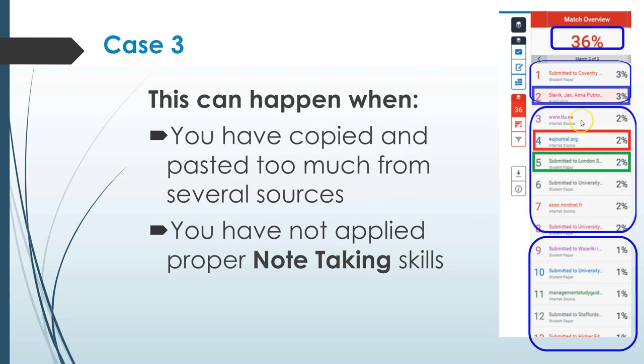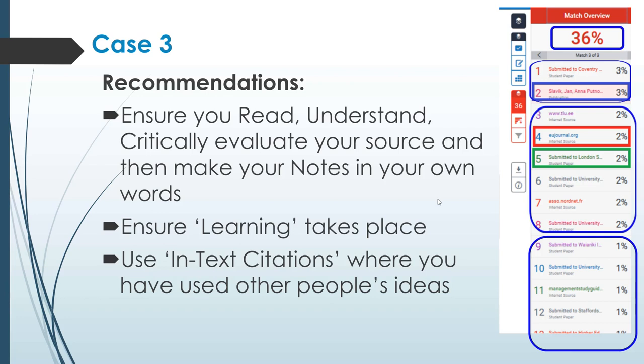Okay, so like I explained previously, you need to actually understand what you are doing when you read, and you find out that these bits, you've copied too much from here. Go back and reread the article and then make your notes afresh, and then use that to rewrite the bits that have been highlighted. So ensure you read and understand, critically evaluate your source, and make your notes in your own words. That's my first recommendation to you.